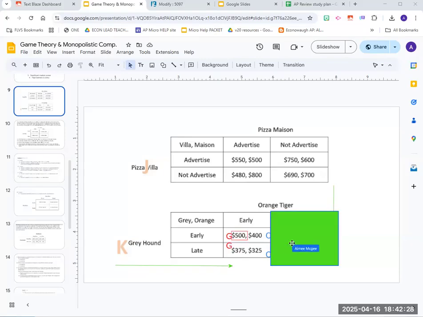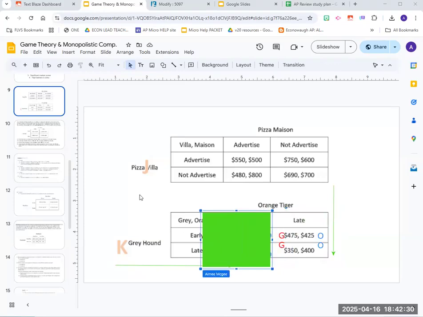Then I'm going to look at the Orange Tiger late strategy. When Orange Tiger is choosing a late departure, the better Greyhound number between 475 and 350 is $475. So I'm going to put a square around 475. Those are the choices that Greyhound is choosing when Orange Tiger is making their choices.